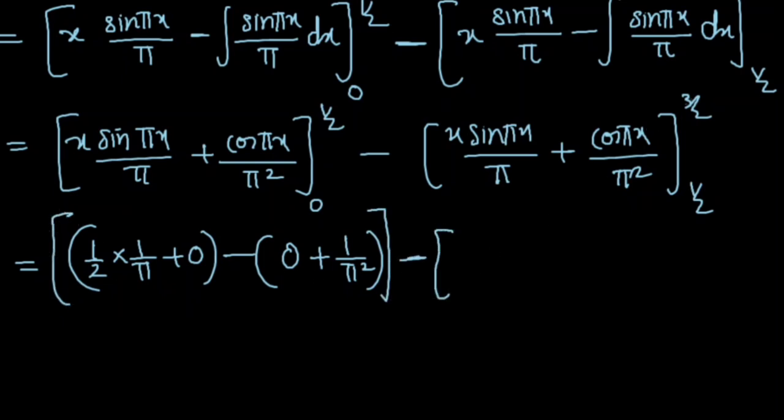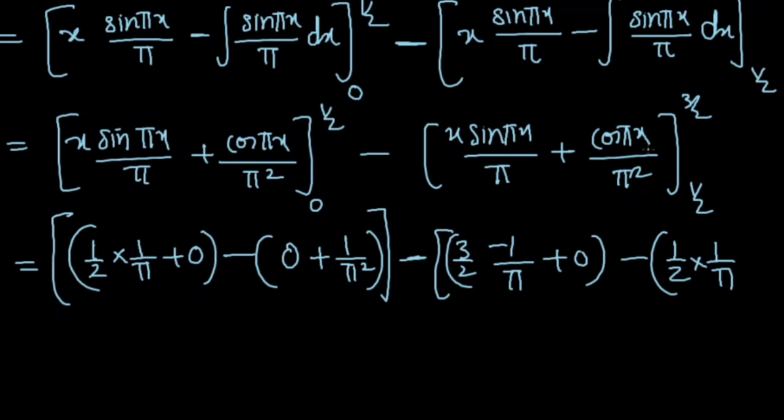Minus. Here also we have to apply the upper limit, 3 by 2. Sine 3 pi by 2 value is minus 1, so minus 1 by pi. Cos 3 pi by 2 value is 0, so 0. Upper limit completed. Minus lower limit, substitute 1 by 2: sine pi by 2 is 1, so 1 by 2 into 1 by pi. Cos pi by 2 is 0, so 0. From here, this is 1 by 2 pi, and this is 1 by pi square.